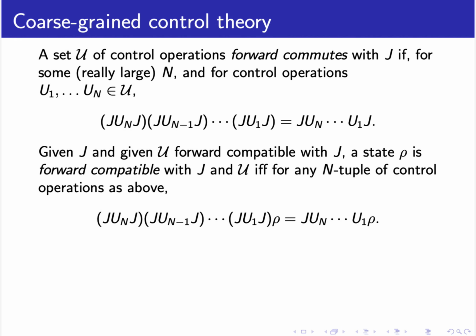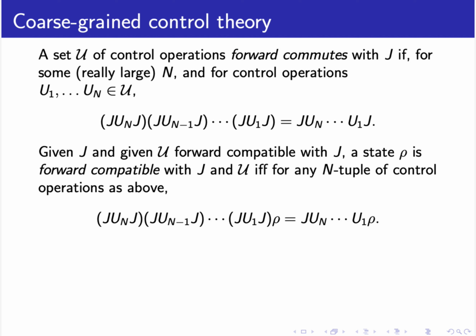And I also need to say, given J and given U here, a state rho is forward compatible with this if the evolution of that state, or the coarse-grained feature of that state, likewise isn't affected by whether I start with the state, evolve it and coarse-grain at the end, or start with the state, evolve a little, coarse-grain, evolve a little, coarse-grain, evolve a little, coarse-grain.